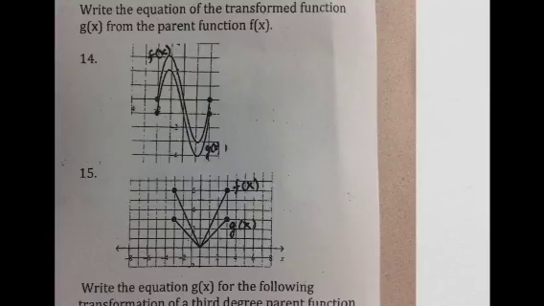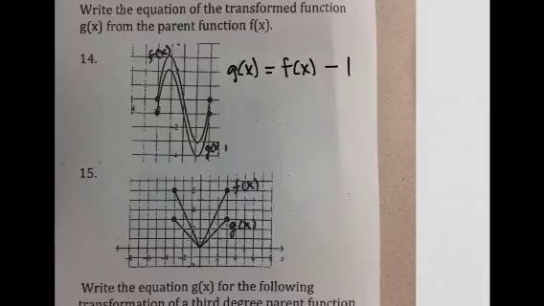Okay, so for numbers 14, 15, they want us to write the equation for g of x if we started with the parent function f of x. So notice how g of x is the same shape, it's just lower than f of x, like you slid it down by 1 unit. See how it's 1 unit right there, 1 unit right there? So then you would write g of x is f of x minus 1, because you just went down 1 unit.